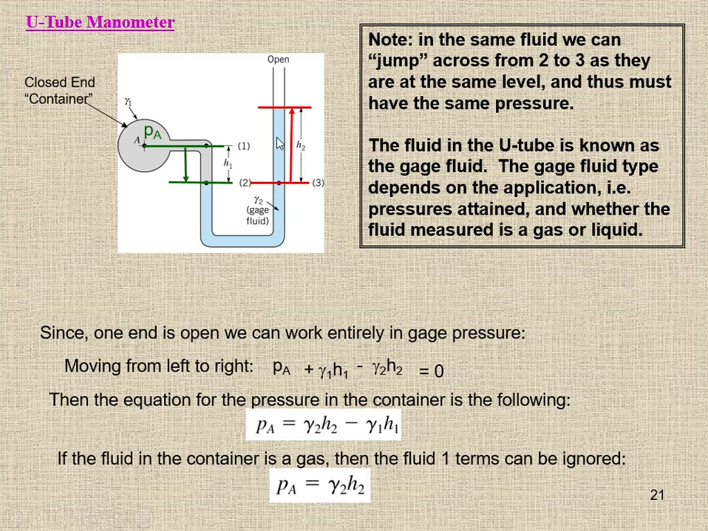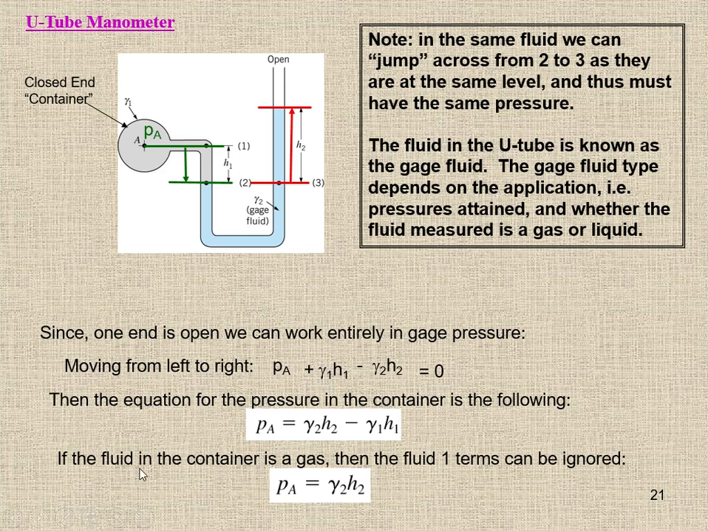Since you are going up, what will happen? The pressure will decrease, so minus gamma 2 H2. So this is minus gamma 2 H2 equal to 0, since it is a gauge pressure, so we are considering 0. If it is absolute pressure, we consider P naught, or the absolute pressure PA. Then the equation becomes the following: PA is equal to gamma 2 H2 minus gamma 1 H1.